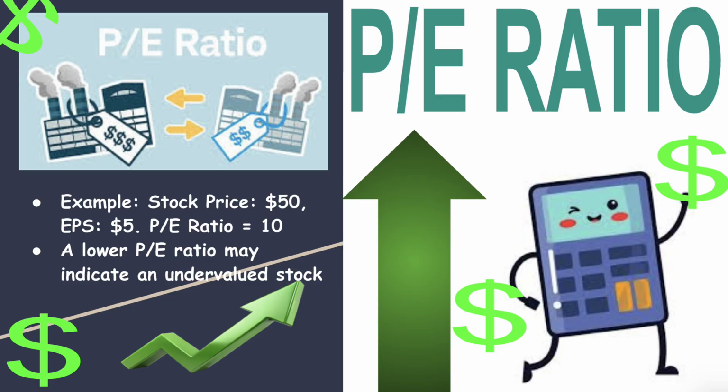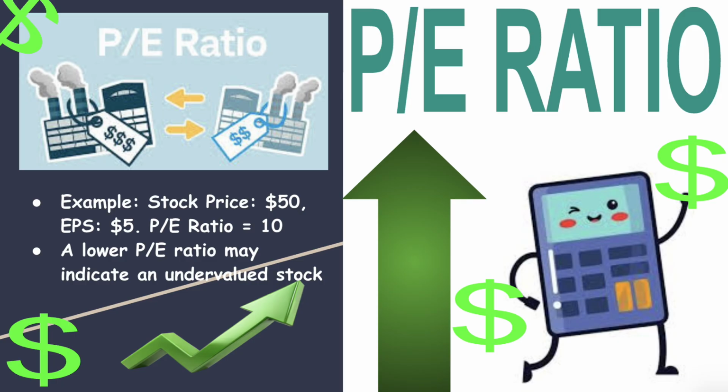This is one of the most widely used metrics in investing, and for good reason. It tells you how much you're paying for a company's earnings. The formula for the PE ratio is simple. PE ratio is equal to the stock price divided by earnings per share, the EPS.